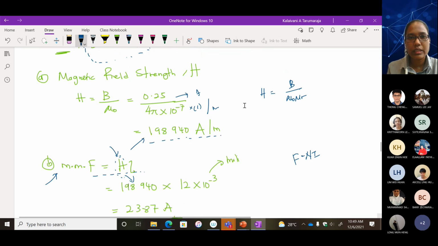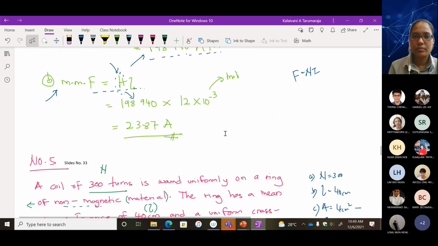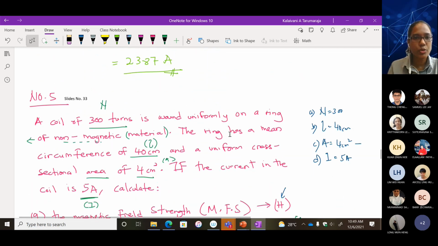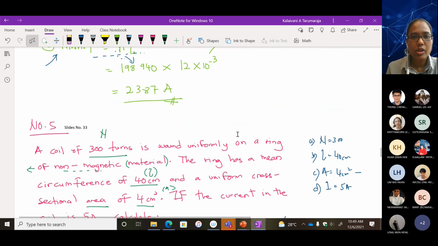Go back to see whether they have the length here. Yes, they provide the information for the length, which is 12 millimeter. So you multiply by the value they gave you, 12 milli. Just take the milli times, and you get the final answer, which is 2387 ampere. So this is one of the example concepts. Let's go on to one more. This one is done, based on the turn coil.